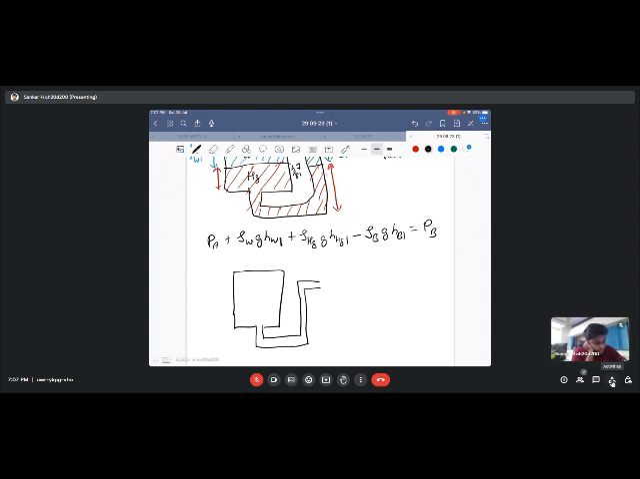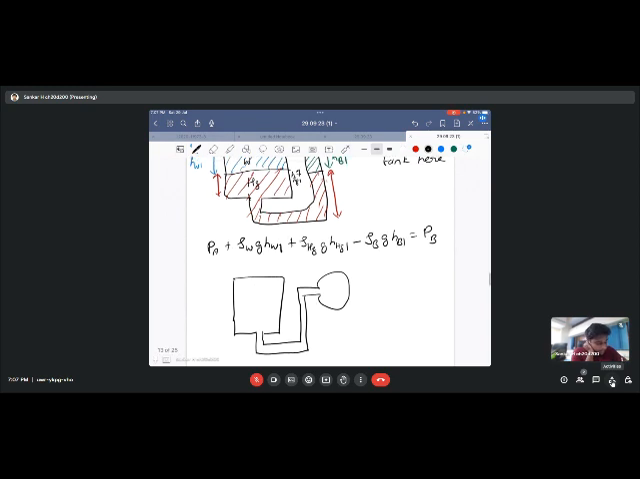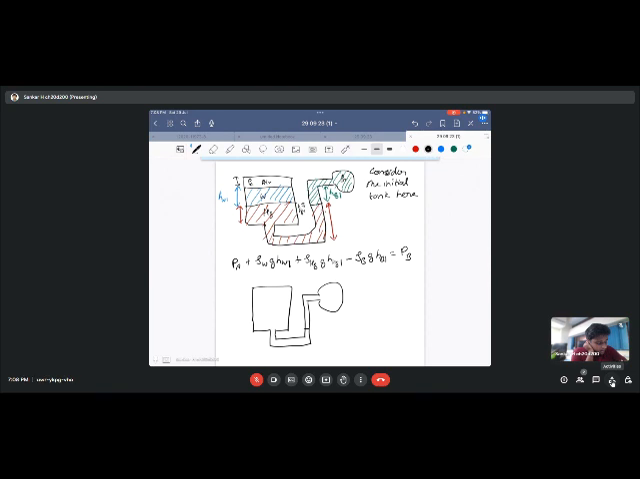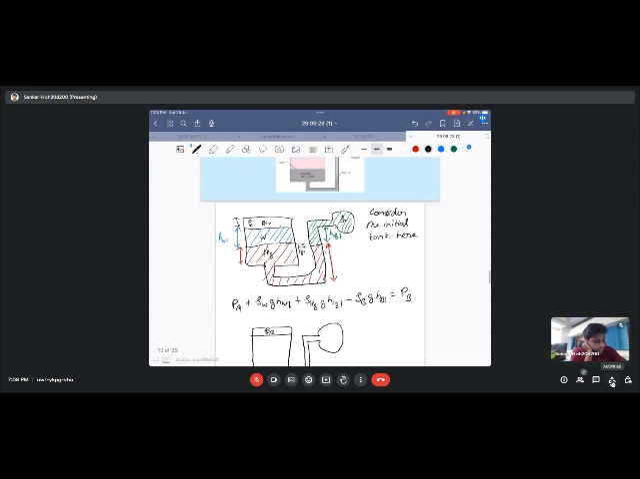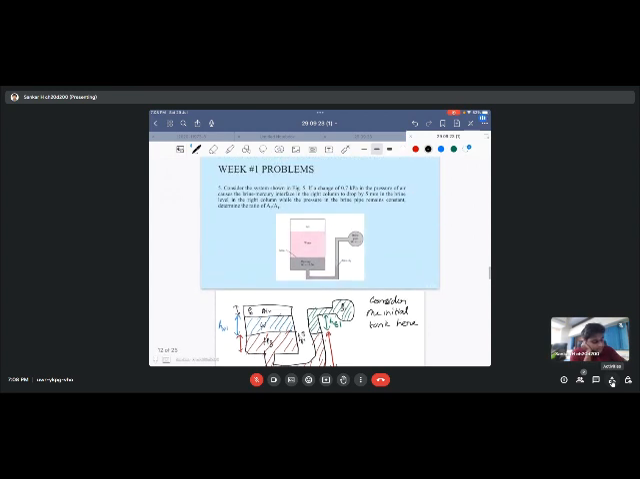But with one small difference, is that the brine has gone down by 5 millimeter because of the drop in the pressure of air. That is, this is PA1, this is PA2.